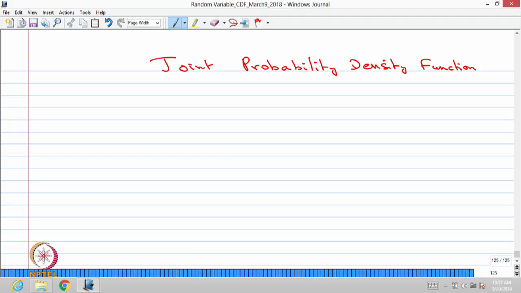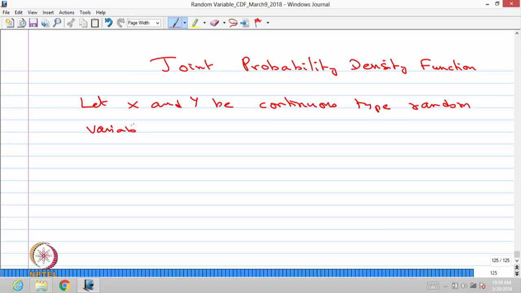Let me start with the 2-dimensional random variable. Let x and y be continuous type random variables with the joint distribution, that is capital F, which is basically a function of x comma y.